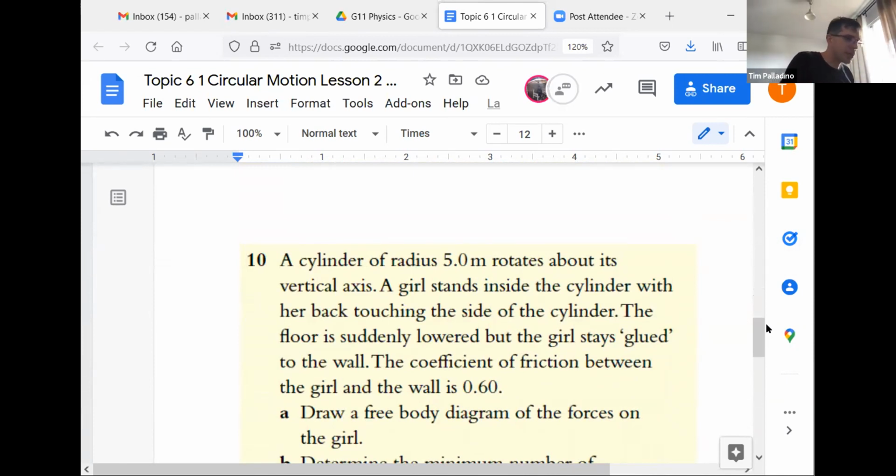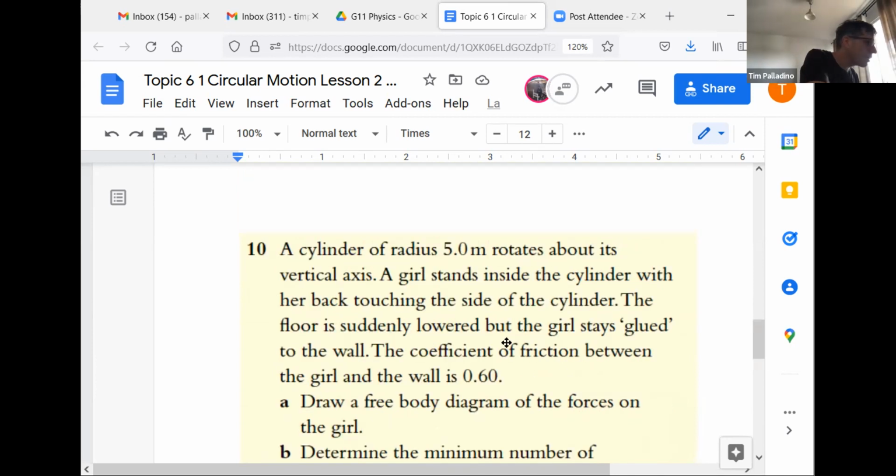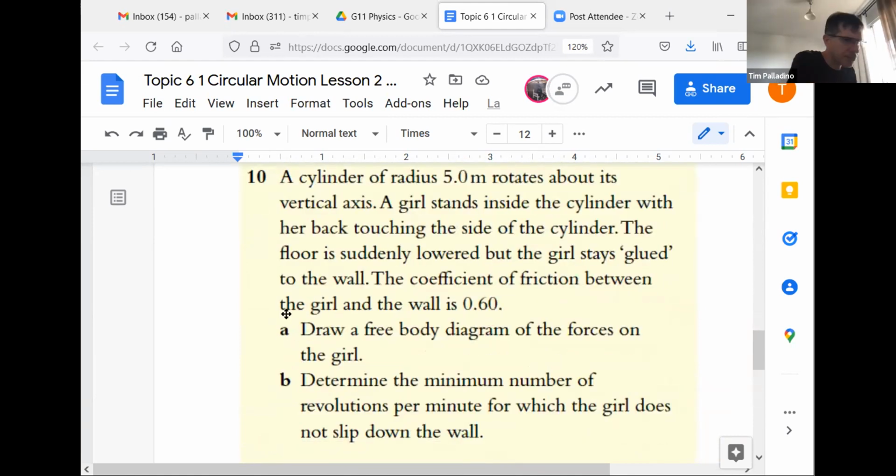So this one, number 10 says, okay, we're gonna draw a free body diagram. So I guess let's do that. Yeah, okay, let's do all of 10 together. So this one says, a cylinder of radius 5 rotates about its vertical axis. A girl stands inside the cylinder. Oh yeah, this is kind of like the do now that we did today. A little bit more complicated though. The floor is suddenly lowered, but the girl stands glued to the wall.